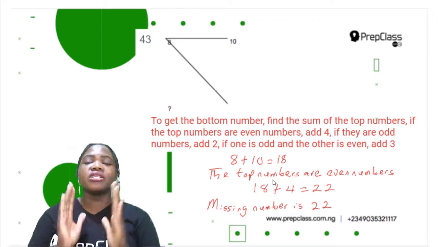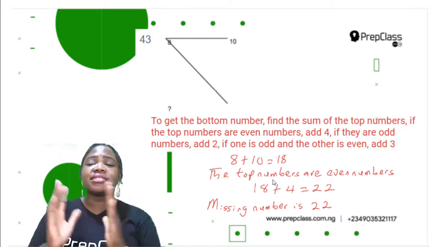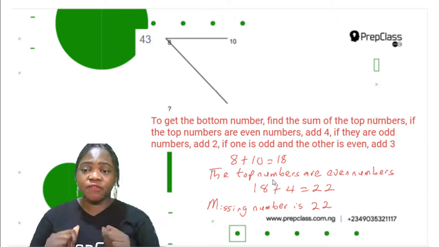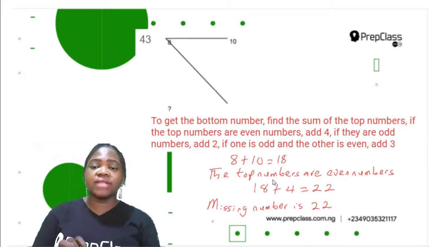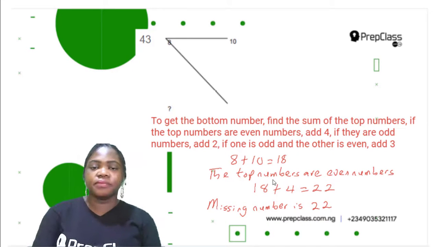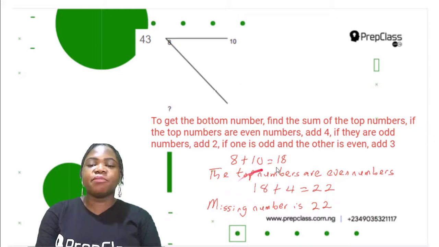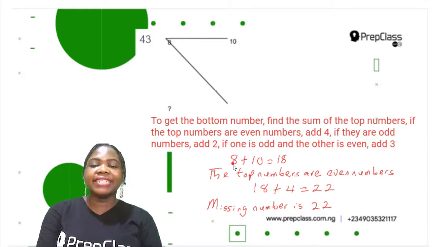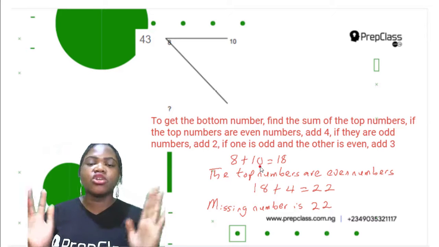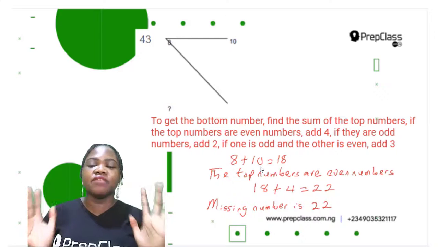From the samples, to get the bottom number, find the sum of the two top numbers. If the top numbers are even numbers, add 4. If they are odd numbers, add 2. If one is an odd number and the other is an even number, add 3. So the top numbers are 8 and 10. 8 plus 10 is 18. So 8 is an even number, 10 is also an even number. So the top numbers are both even numbers. So what do we do when the top numbers are even numbers?